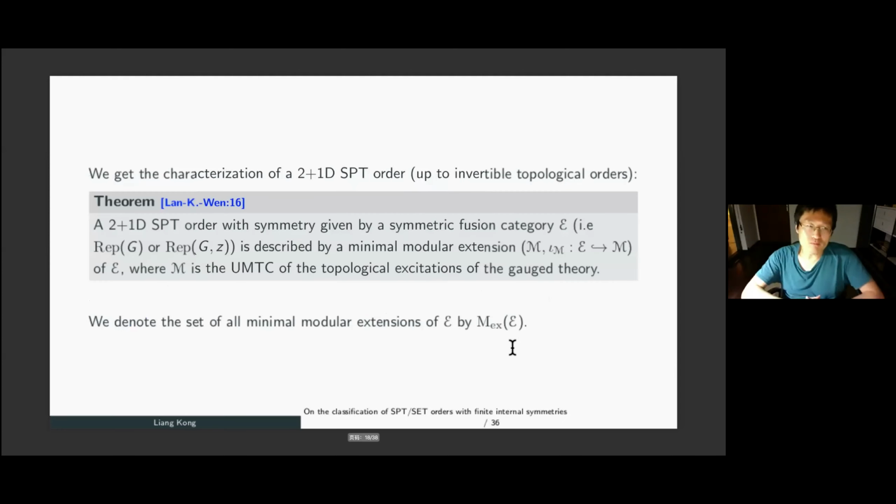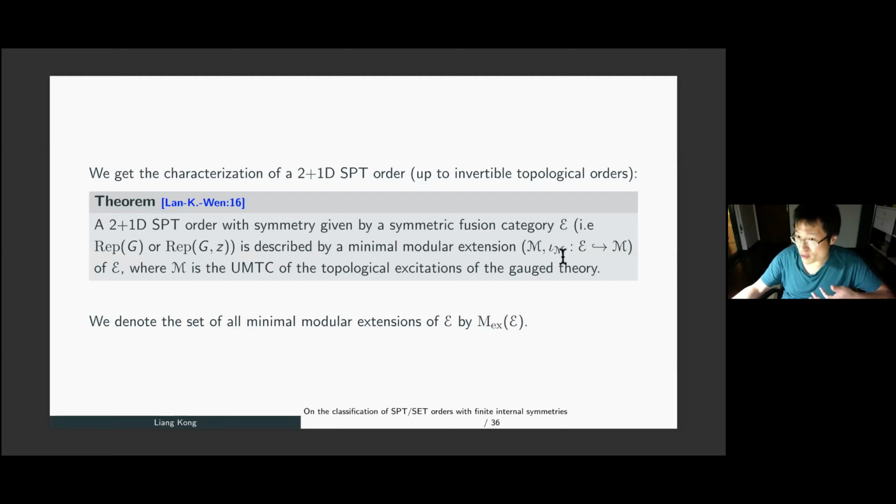So then we get a characterization of the 3D SPT order, up to invertible topological order. It says that a 3D SPT order with symmetry given by a symmetric fusion 1-category E is described by a minimal modular extension.